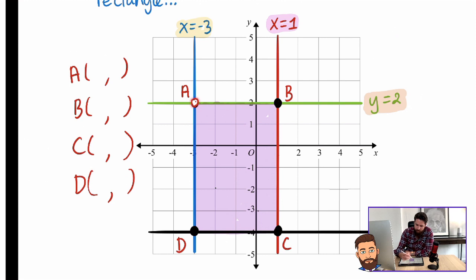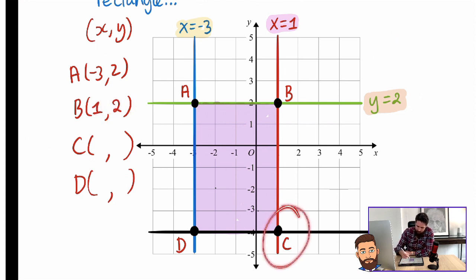How do I get to A? If I start at the center always, I've got to go across to -3 and then up to 2. So across comes first, remember the coordinate is x, y. So I'm going to go across -3 and up 2. How do I get to B? Starting from the origin, the center, I'm going to go across 1 and up 2. Across 1 and up 2. So the coordinate would be 1, 2 for B.